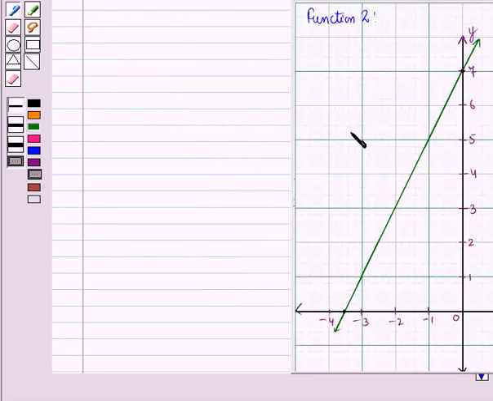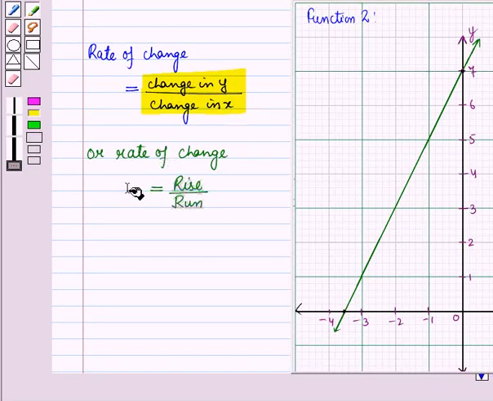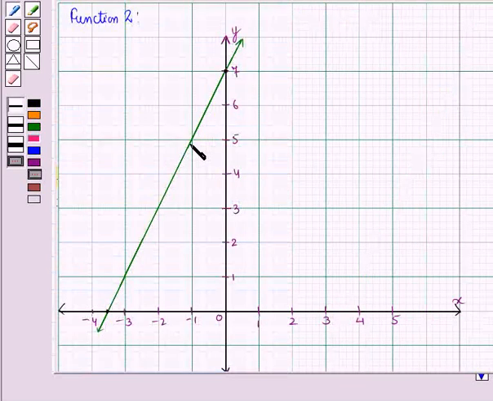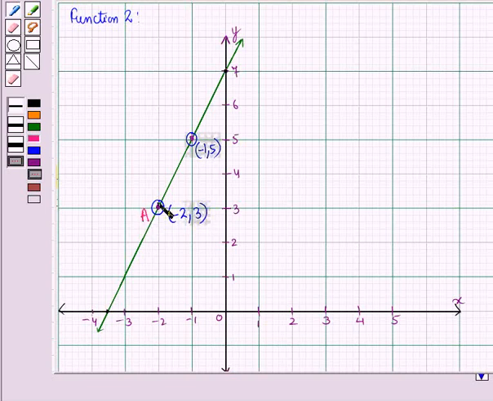Now in function 2, we have a straight line. Here we have to find rate of change. Now we know that rate of change is equal to change in y upon change in x. Or we can say in graph, it is rise upon run. Now, for calculating rate of change, consider any two corner points which lie on this line. Now here, let us take these two points. Now this is the point with coordinates minus 1, 5, and this is the point with coordinates minus 2, 3. Now let us name this point as A and this point as B.